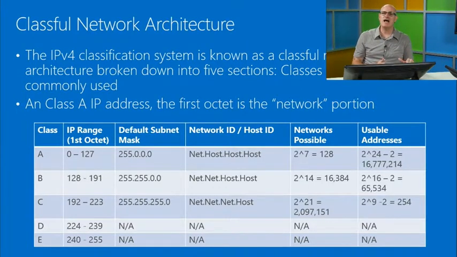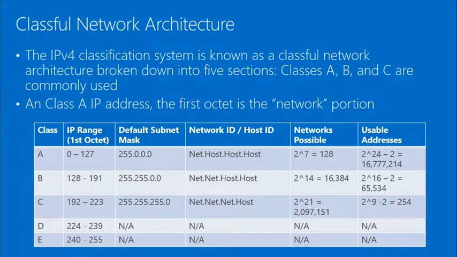Different classes have different default subnet masks. You can make your own mask. We'll talk about that later. So Class B IP range, 128 to 191, your default subnet mask uses the first 2 octets, 255.255.0.0. Notice the network ID: net, net, host, host. So the first 2 octets are used for network ID. The second 2 octets are used for host ID.